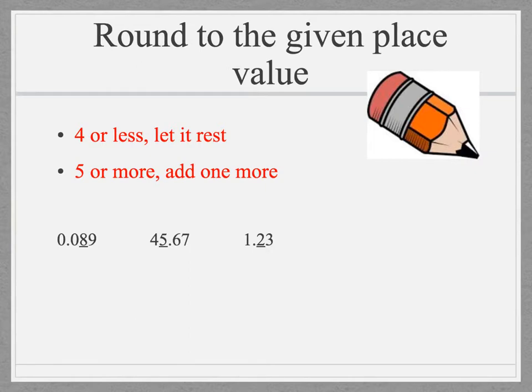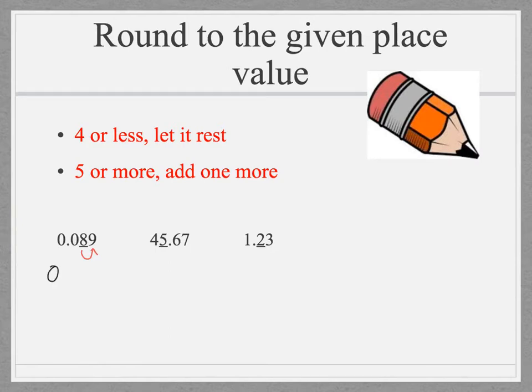In this first number, we have 89 thousandths. If you notice, the 8 is underlined. That lets us know that we're rounding to the hundredths place because the 8 is in the hundredths place. I'm going to draw an arrow to the digit to the right. That's the digit I'm going to look at to see what happens to the 8. In this case, the digit is a 9. That's 5 or more. So I'm adding 1 more to the 8.